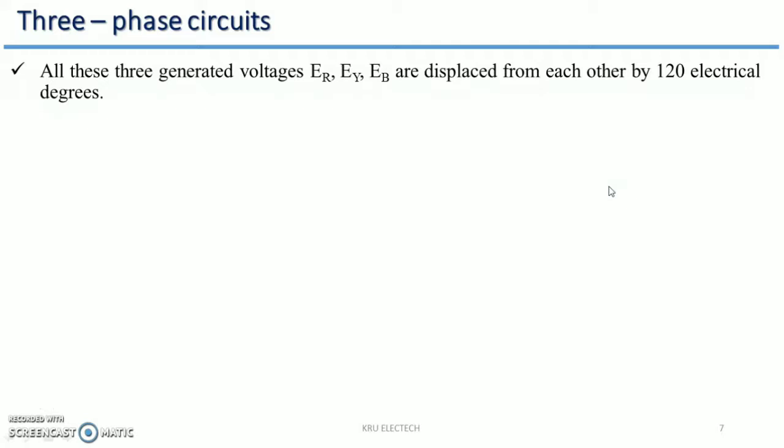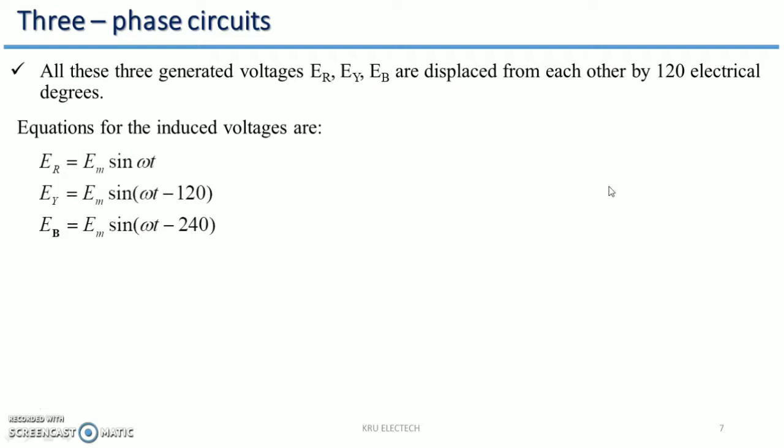These are all 120 degrees apart from each other. If you want to give the equation for this voltage, normally in single phase it is V equal to Vm sin omega t. The same reference equation is there: ER equals Em sin omega t. We take R as a reference. So what is the angle between R and Y? That is 120 degrees, so here it is minus 120, and here it is minus 240, with R phase as a reference. This is for the Y phase and this is for the B phase.